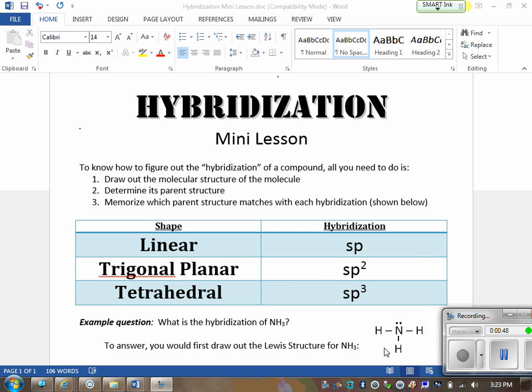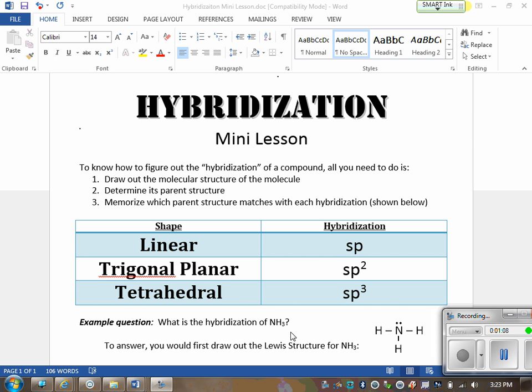So once you know the parent structure, which we identified again as being tetrahedral, then you just need to learn these 3. That linear is SP, trigonal planar is SP2, and tetrahedral is SP3. So since this one was tetrahedral, the answer to the question of what is the hybridization of NH3, you would say it is SP3. And really the answer is as simple as that.